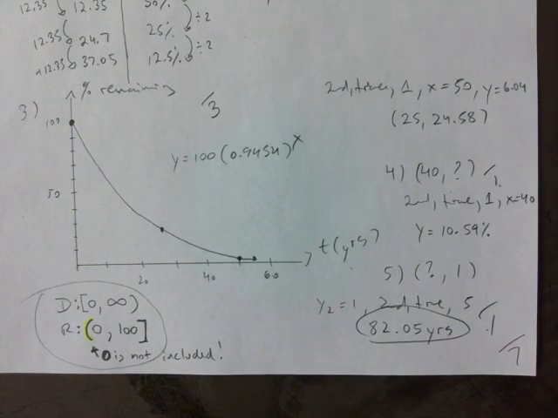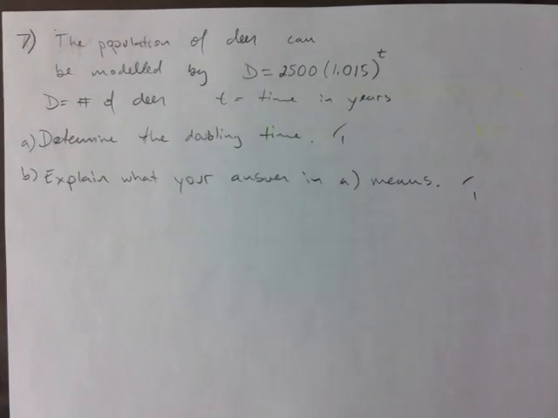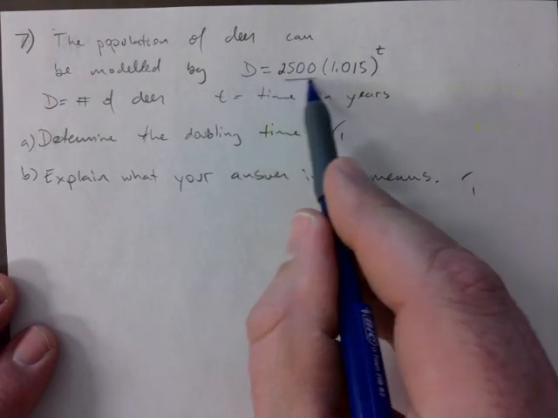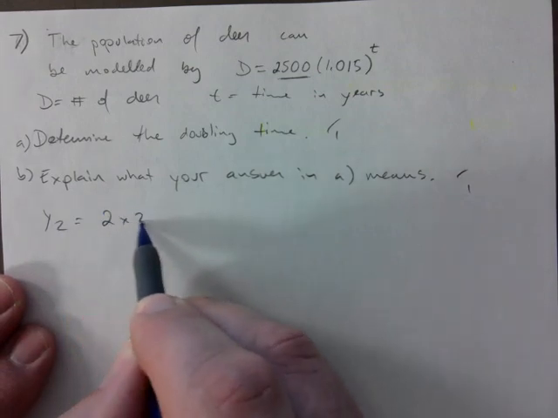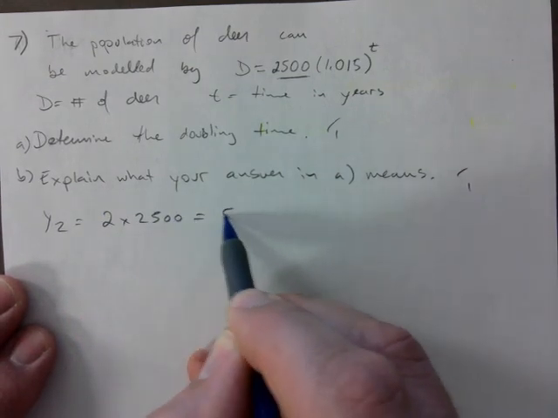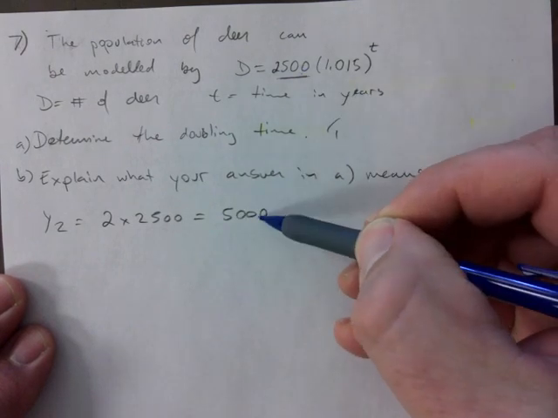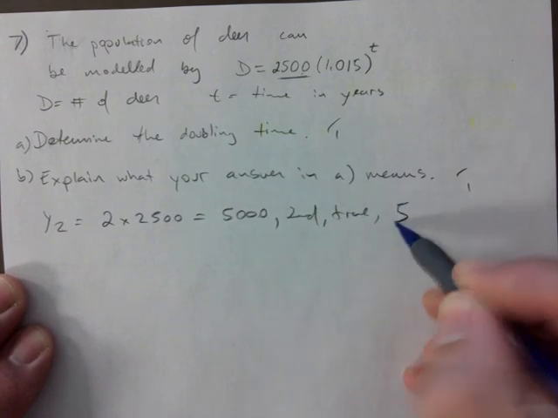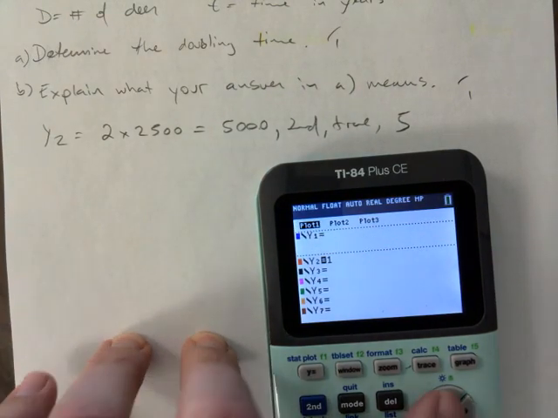Backside. What's the doubling time here? Well, you have 2,500 to start. So y2 is going to be 2 times 2,500. It's going to be 5,000. I'm wondering how long will it take to get from here to here? And then you go second trace 5. I don't have this entered yet, so bear with me.